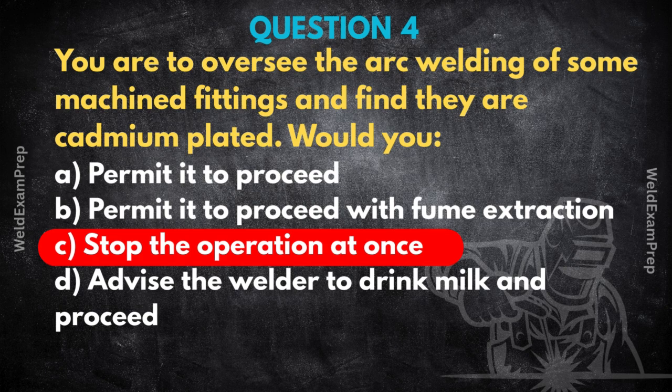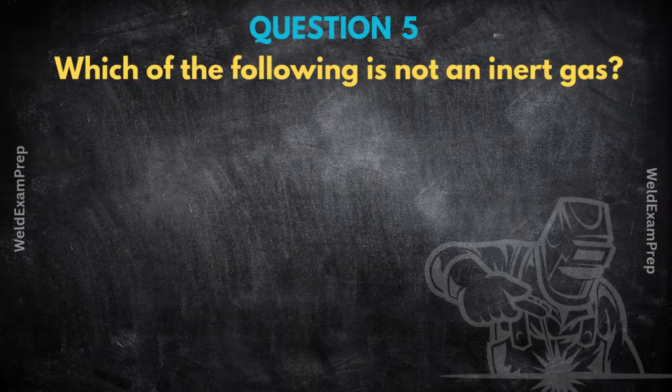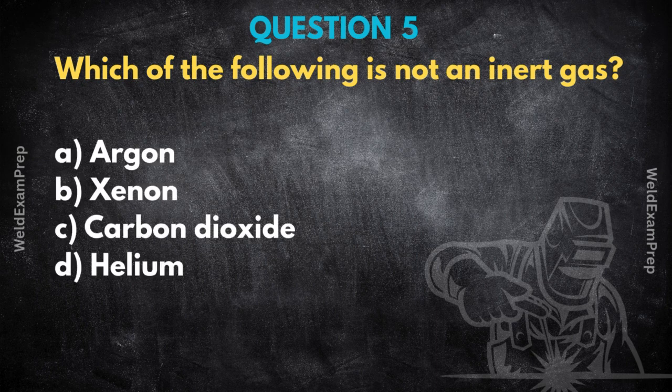Okay, powerful reminder there. Last question for this deep dive, number 5. Back to welding basics. Let's see it. Which of the following is not inert gas? We're talking shielding gases here. Right. Options. A, argon. B, xenon. C, carbon dioxide. D, helium. Which one doesn't fit the inert category?